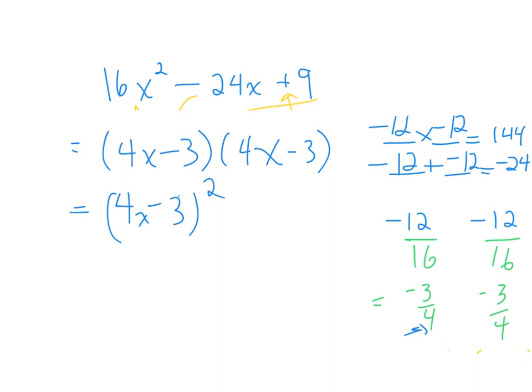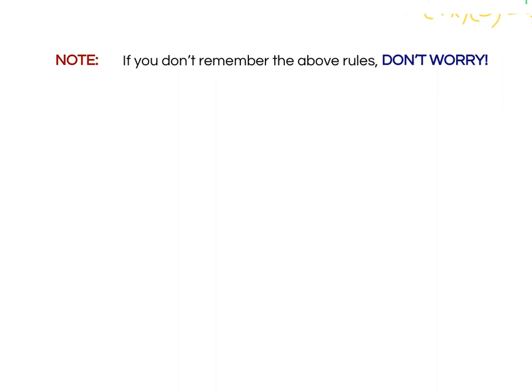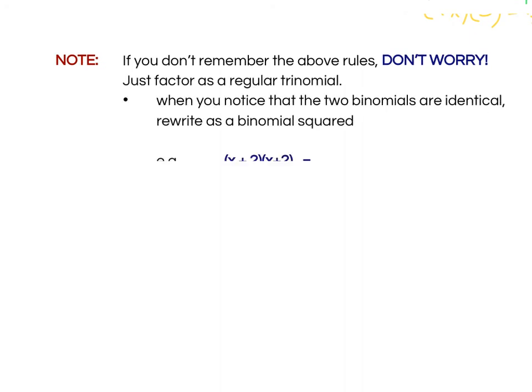So at the end of the day, it's not the end of the world if you don't recognize a trinomial as a perfect square trinomial, because you can still factor it the long way. Just to reiterate that last point, if you don't remember the above rules, don't worry. Just factor as a regular trinomial, and then once you factor it, you're just going to rewrite it as a binomial squared. This is just a random other example. We would want to tidy that up.